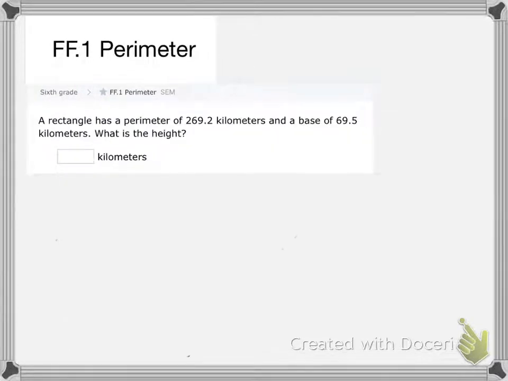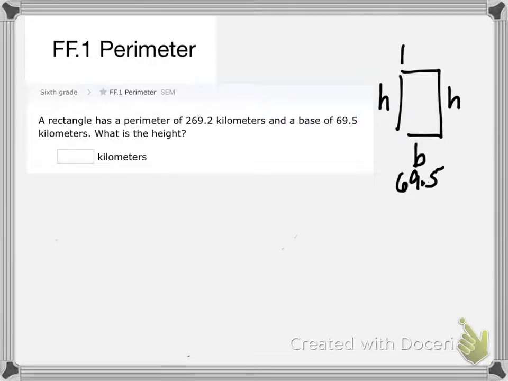All right, and our last perimeter problem here, we have a rectangle that has a perimeter of 269 and 2/10 kilometers and a base of 69 and 5/10 kilometers. We want to know what the height is. So if I draw this out, here's our base, here's our height, and we're told the base is 69 and 5/10. And up here is 69 and 5/10. They're using the terms base and height instead of length and width.